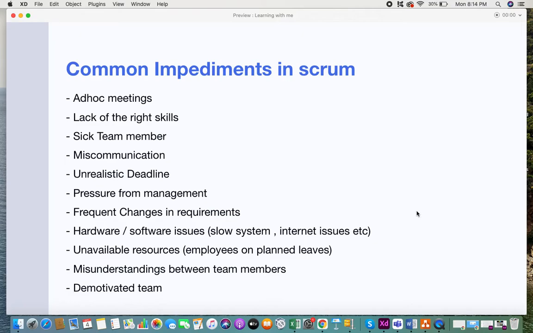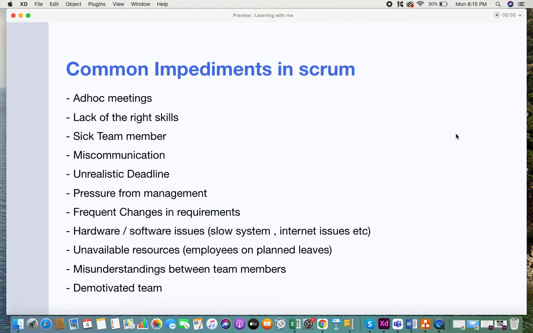The next one is frequent changes in requirements. So having too many changes in the requirements frequently can slow down a person from completing tasks or launching a particular release. So always try to avoid making too many changes at a time, because it will ultimately slow down the work that's being completed, and eventually you would never go for the next release.